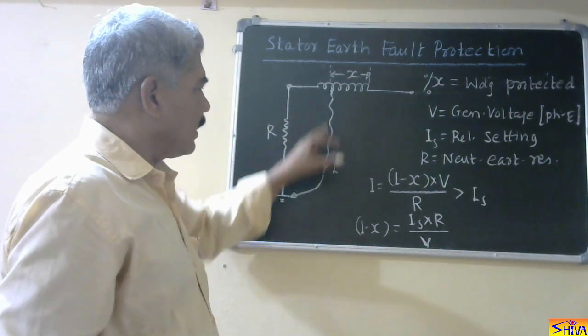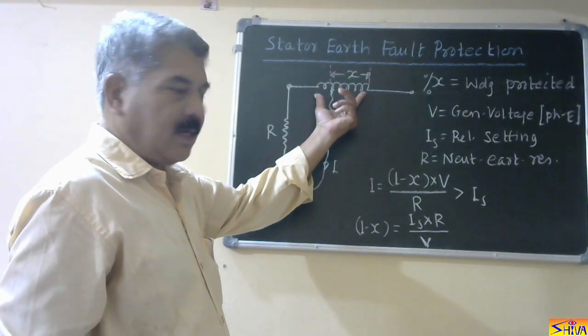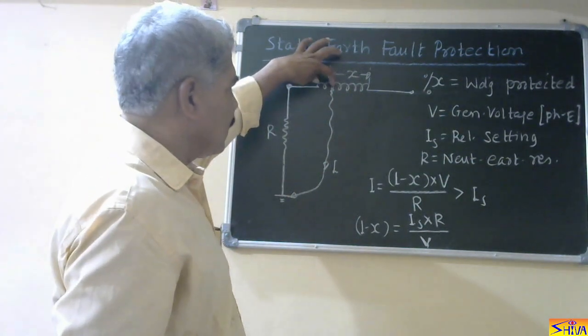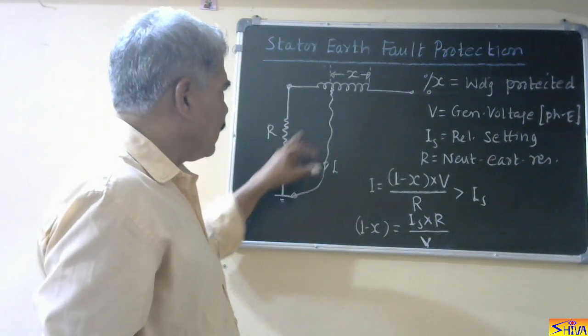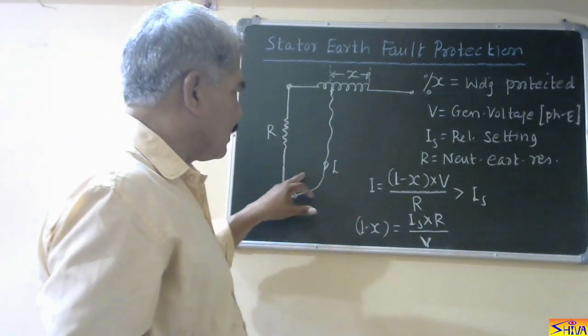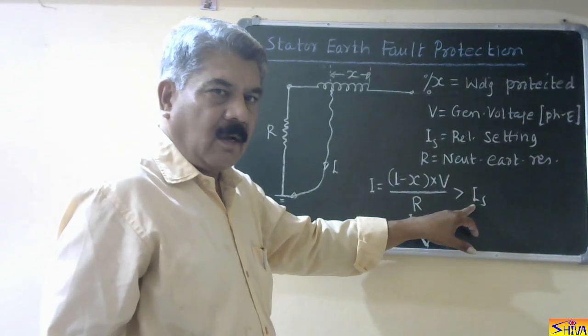So from this circuit, I will be equal to 1 minus X. We are considering this point, number of turns is equal to 1. So 1 minus X is this part, multiplied by V, that is the voltage generated, divided by R, that is the current flowing through this relay, through this circuit. Now if this current is greater than the relay setting, then only the relay will operate.